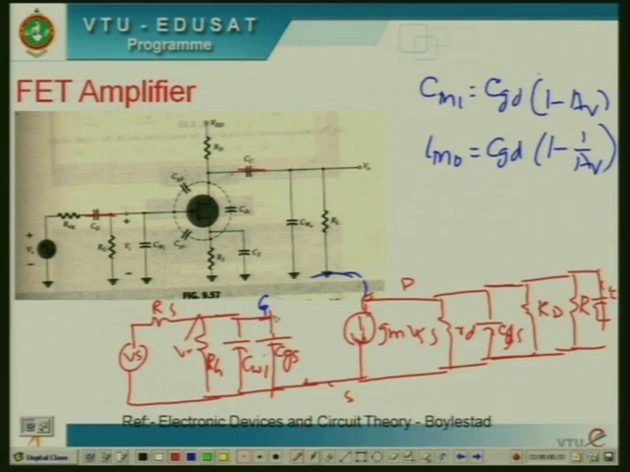There is a capacitance connecting at this point. This capacitance is denoted with CMI, and similarly the equivalent capacitance lies here. This capacitance value is given as CMO, where CMO and CMI are given by these expressions 1 and 2. Now this circuit is further simplified.